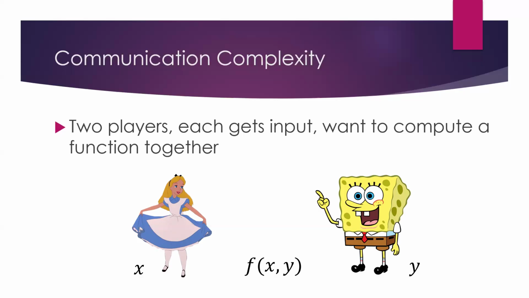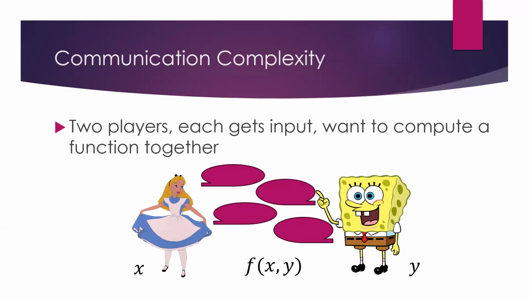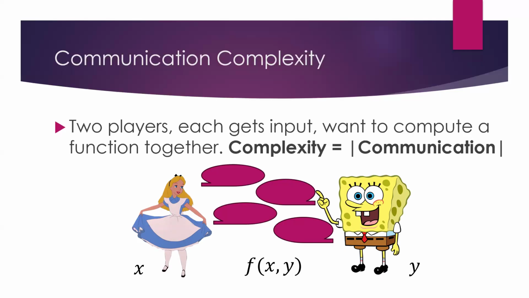I don't care about how much space each of them uses, and I don't care about how much time each of them uses. The only thing we are going to care about is how much they need to communicate to each other to come up with this output, the function of both of their inputs. So they are allowed to talk, and now the complexity is going to be how many bits of communication they need to send to each other to be able to compute f of x and y.